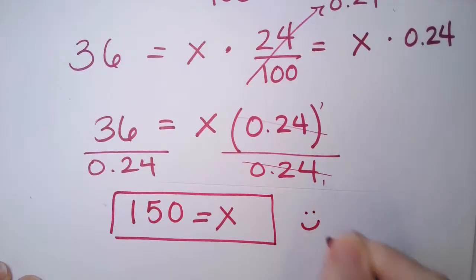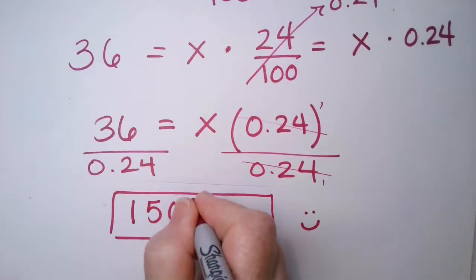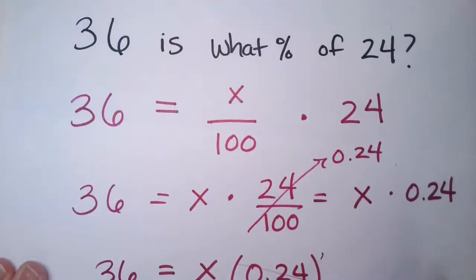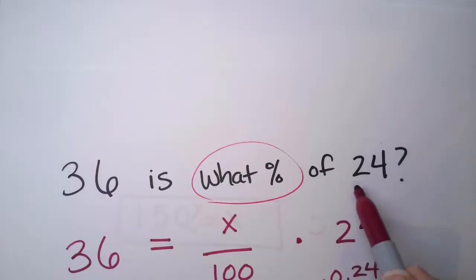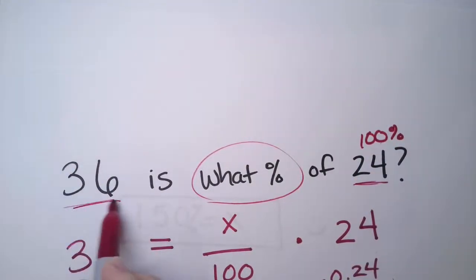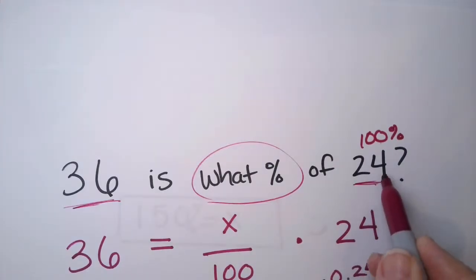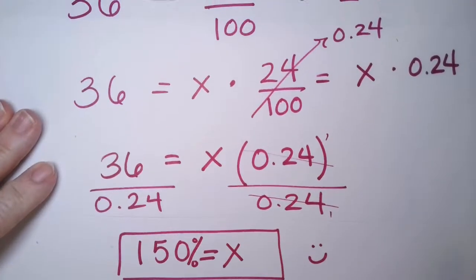All right, give me a smile if this stuff's making sense. Is it 150? No, that's not the full answer, is it? Don't forget, look back at what it was asking. It said 36 is what percent of 24? So if 24 is 100%, 36 is a bigger number than 24, so you're going to get more than 100%, which we did. We got 150%.